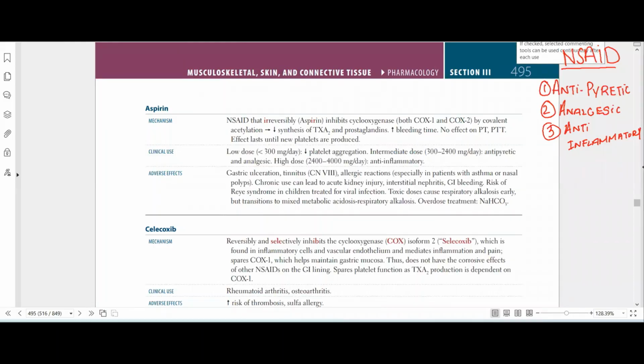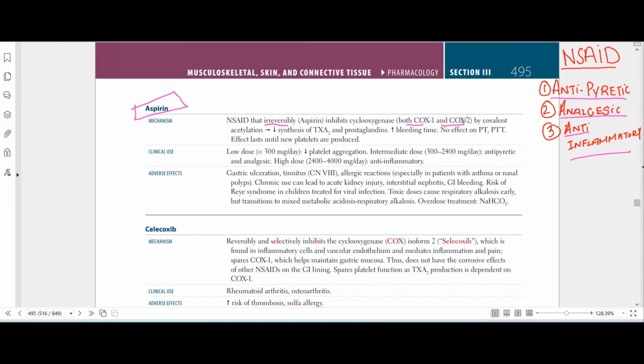So all the NSAIDs have antipyretic, analgesic, and anti-inflammatory effects. So NSAIDs can be used as fever-relieving drugs, to relieve pain, and for their anti-inflammatory effect. Now, aspirin is a unique NSAID. It is the only NSAID that irreversibly inhibits both COX-1 and COX-2. So it is a non-selective, irreversible inhibitor of the COX-1 and COX-2 enzymes.